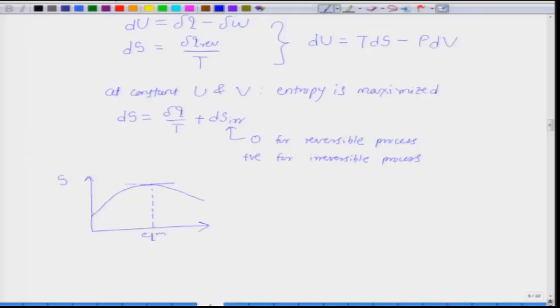Okay. So the expansion of an ideal gas against vacuum is an extremely irreversible process, right? Because that expansion is against zero pressure. So there is no work done. No work done, no heat effects, and so in this case dS is equal to dS irreversible, right. So let us try to analyze that.